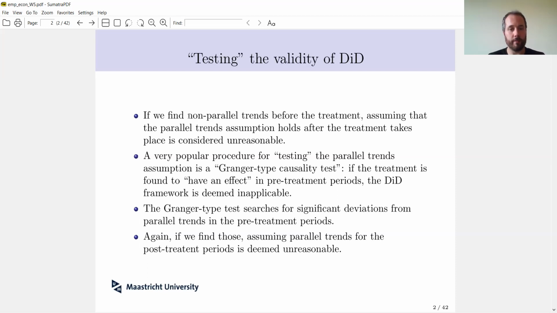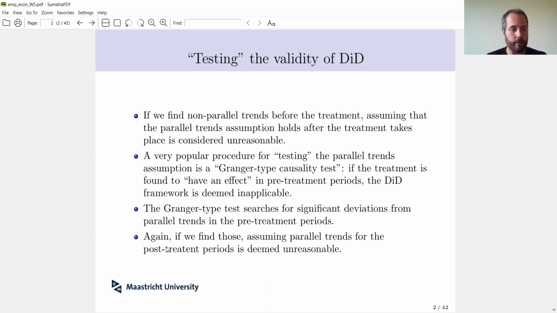Now, if we happen to find non-parallel trends before the treatment even takes place, then of course it is pretty unreasonable to assume that after the treatment takes place, the trends would have been parallel in a world where the treatment did not happen. If we see that two groups are moving in different directions, it's a wide stretch to assume that one group is a good control for the other.